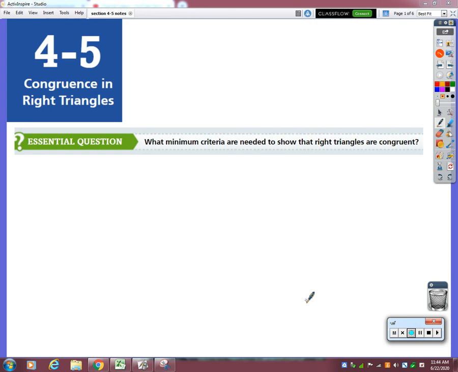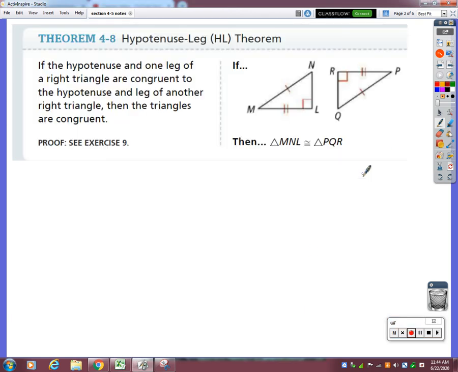So this is a really simple little addition to the things that we've been talking about so far, and that is congruence in right triangles. The nice thing about right triangles is they all have a right angle. And so that means you already have one thing that matches up. And so then all you need from there is two sides. And so the sides that we are going to use are the hypotenuse and the leg, okay?